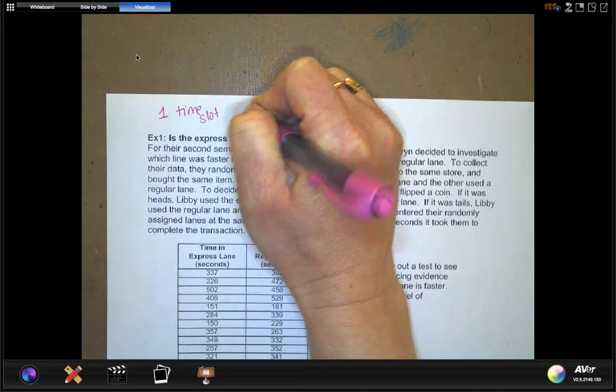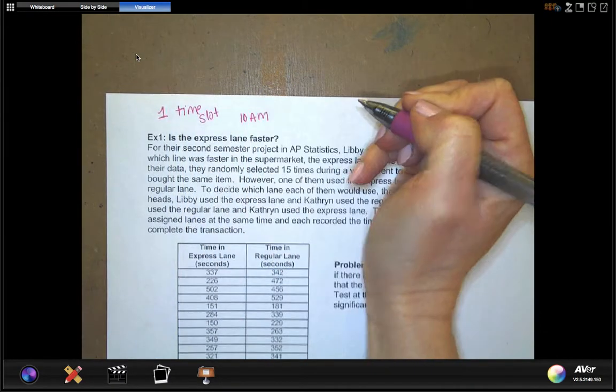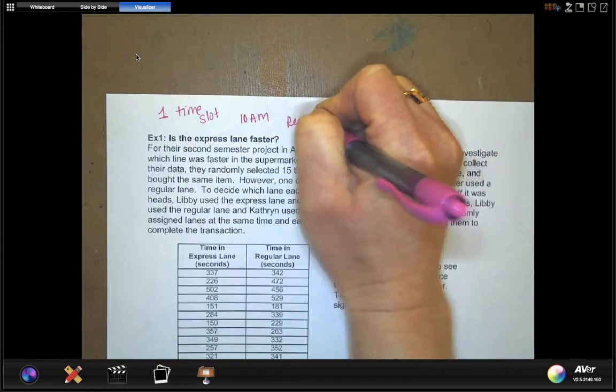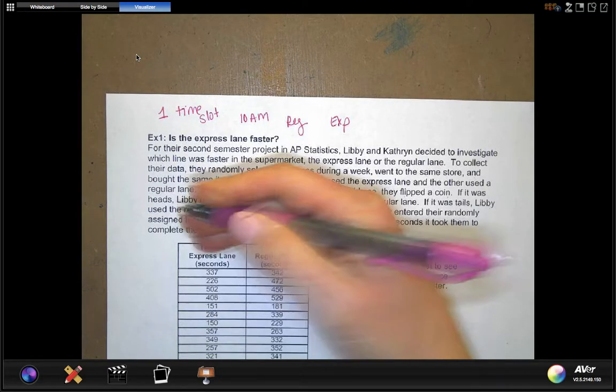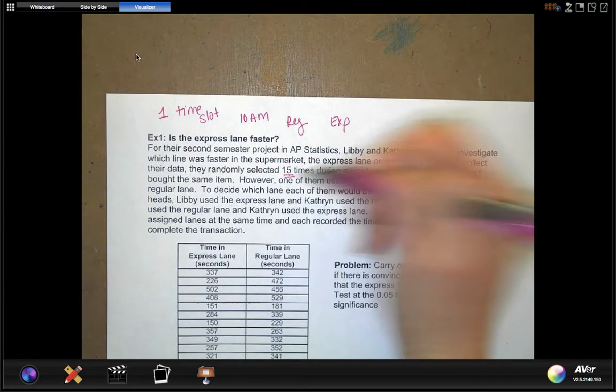So let's say they go at 10 a.m. and one of them does the regular lane and then the other one does the express lane. Then they pick another time slot, and they did that 15 times.